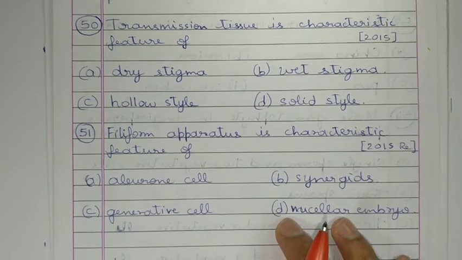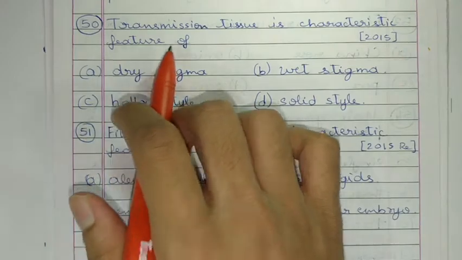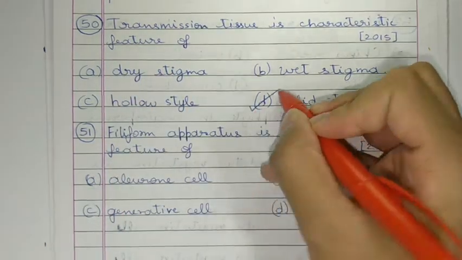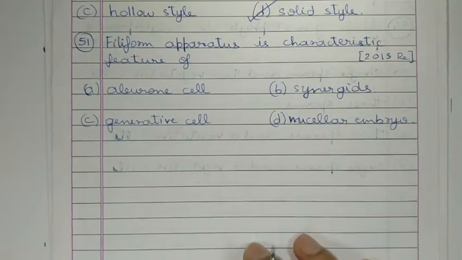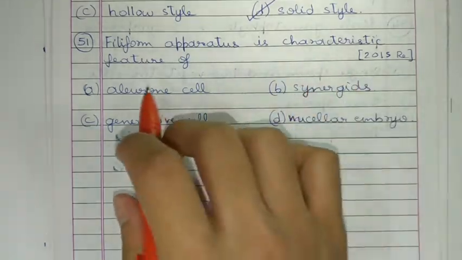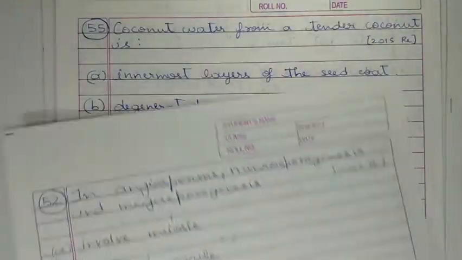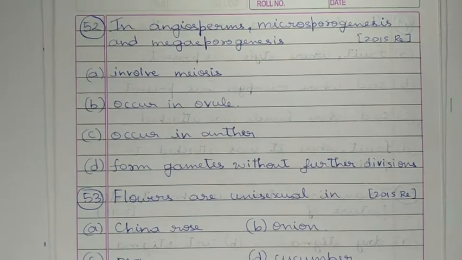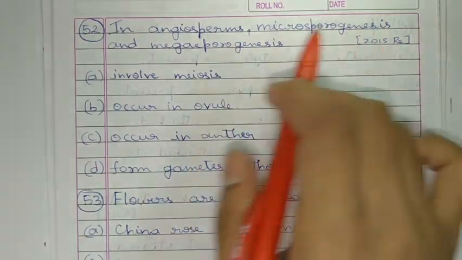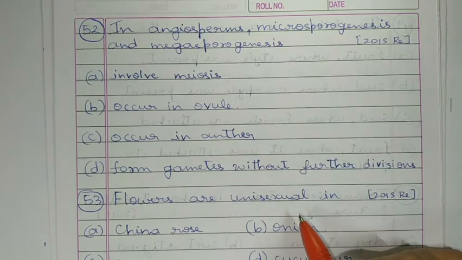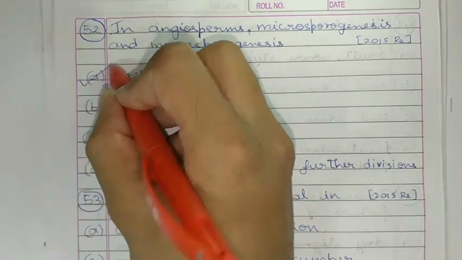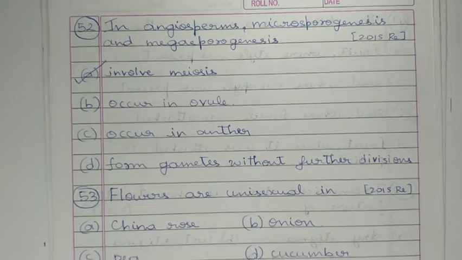50. Transmitting tissue is a characteristic feature of option D, solid style. 51. Filiform apparatus is a characteristic feature of option B, synergids. 52. In angiosperms, microsporogenesis and megasporogenesis involve meiosis. Option A.